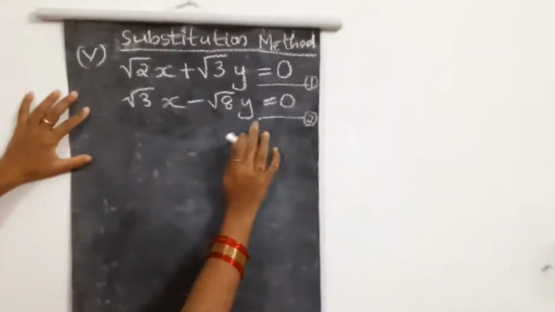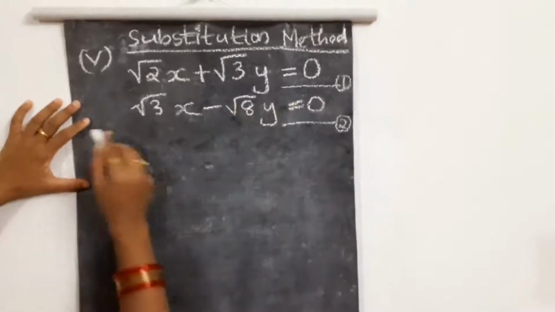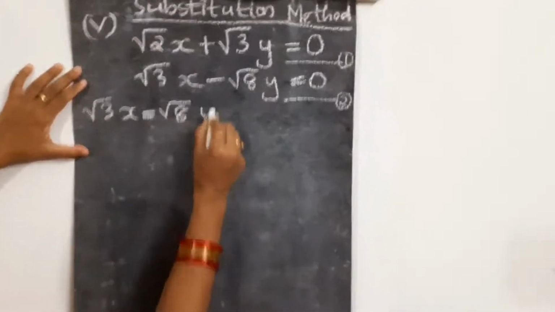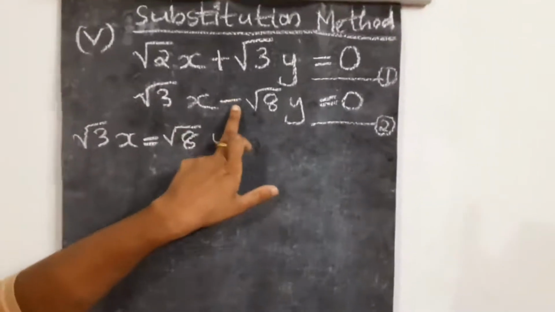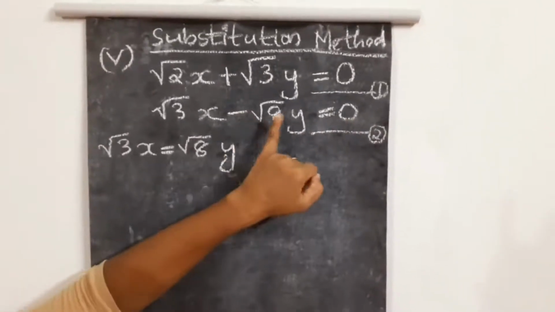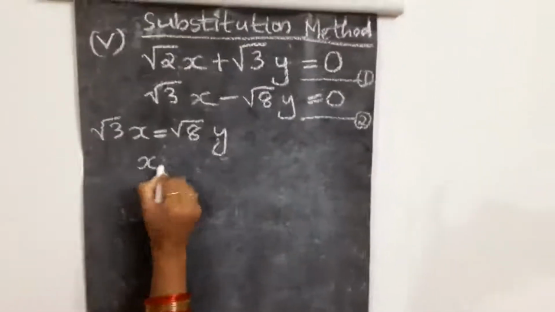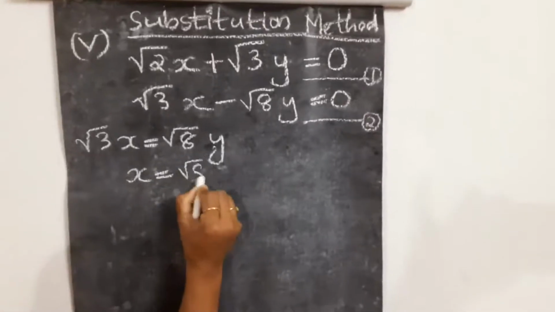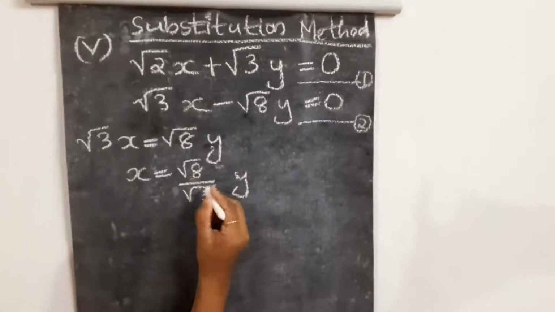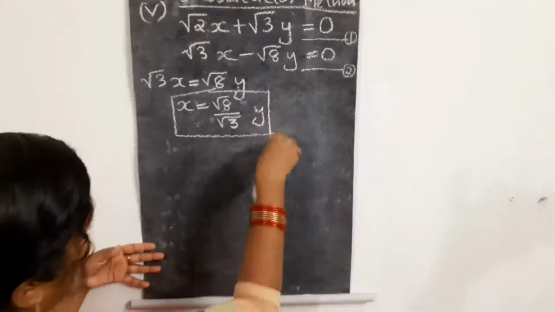From this we can write root 3x equal to root 8y. This negative root 8y will go to the right side, so it will be root 8y. Root 3x equal to root 8y. So from this we are finding x. x is equal to root 8 by root 3 y. This is the value we got.